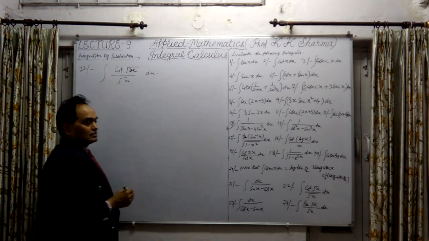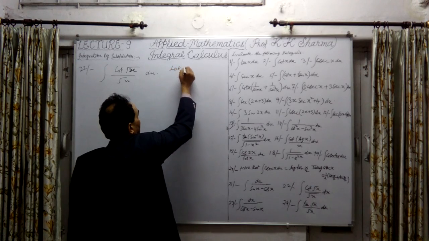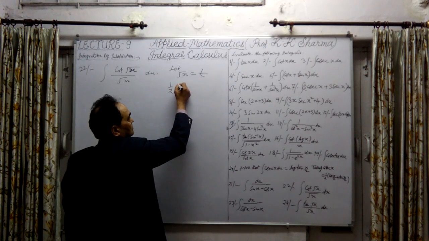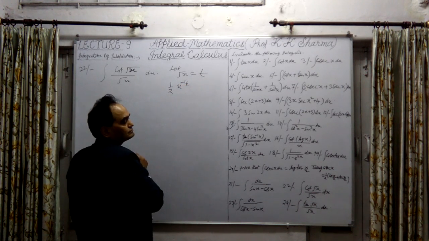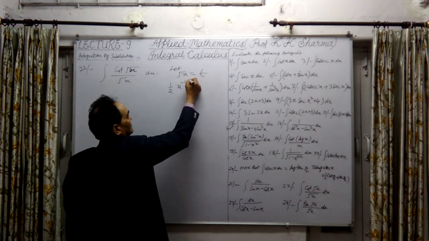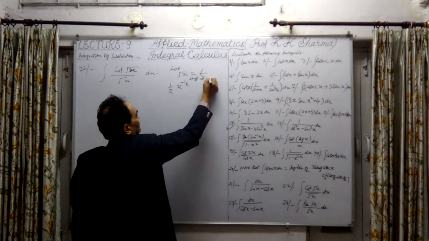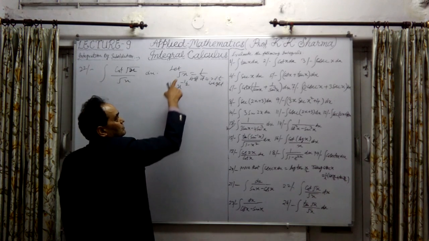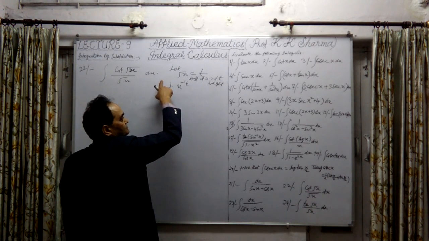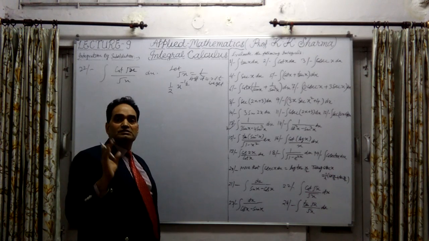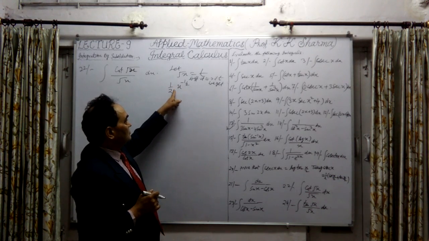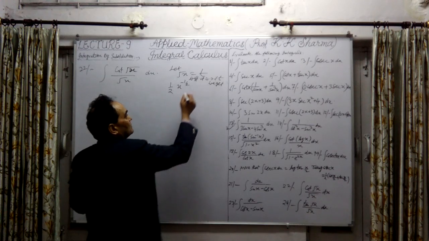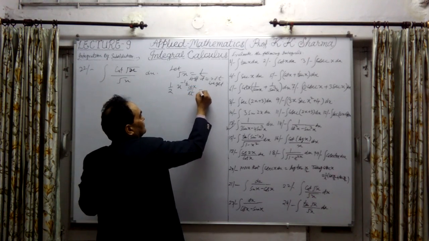Let root x equal to t. Now differentiating it with respect to t, we get 1/2 into x raised to power minus half. Why? Because in differentiation we multiply by the power first, half will come before, and the power will be half minus 1, that is negative half. So 1/2 into x to the power minus half into dx upon dt equal to 1.